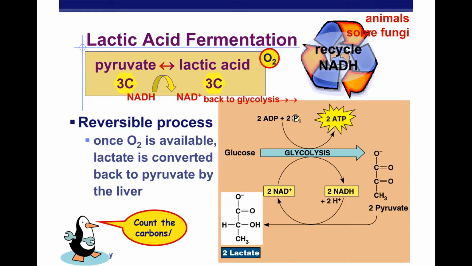Think of it almost like a long pause button. Oxygen wasn't here, so we hit pause and get rid of these hydrogens so that our electron carriers can continue to work in glycolysis. And then once oxygen is available, we're going to reconvert back into pyruvates and go back into aerobic respiration.